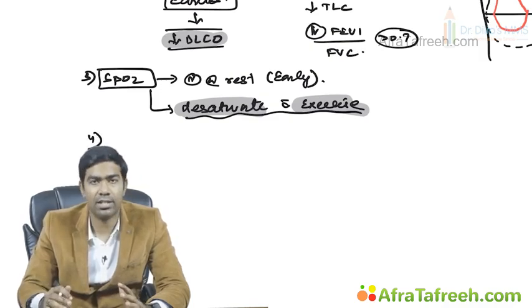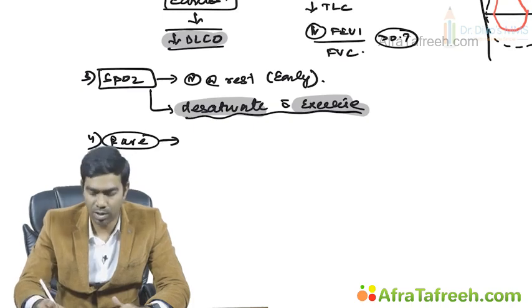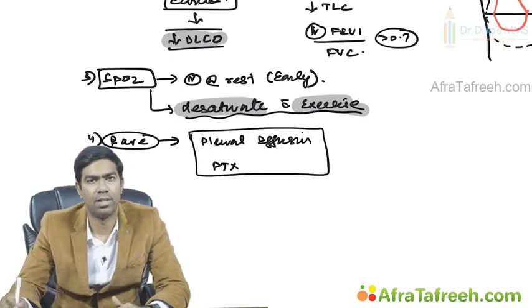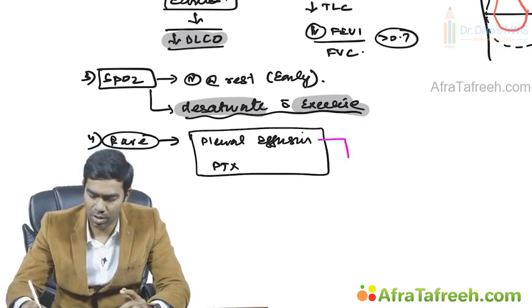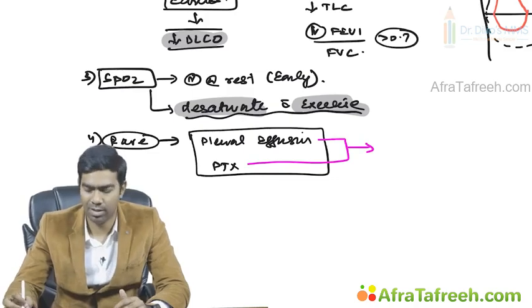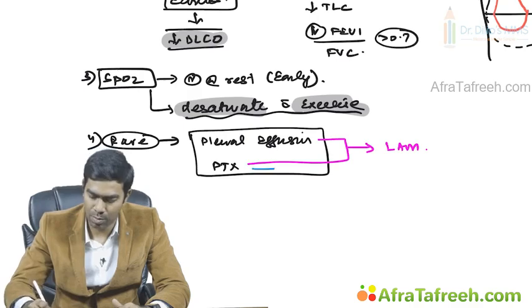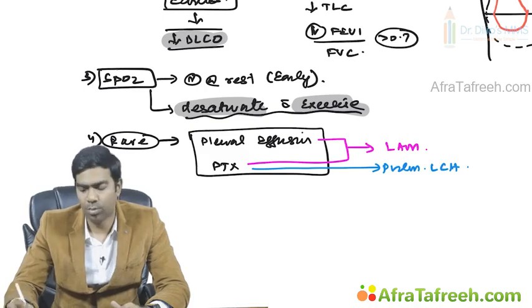What are the things that you get very rarely in ILDs? Rare features of ILD include, number one, pleural effusion, and second, pneumothorax. These two things are extremely rare in ILDs. You don't get them, very, very rare. But again, there are some exceptions where pleural effusion and pneumothorax can both be seen in lymphangioleiomyomatosis and another disease called pulmonary Langerhans histiocytosis, where pneumothorax is very, very common. Pulmonary Langerhans histiocytosis. Clear? Where pneumothorax is very common.